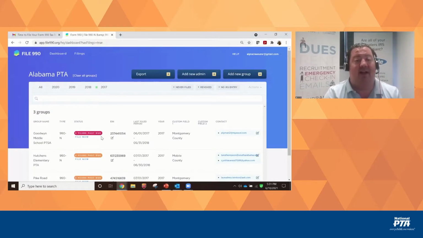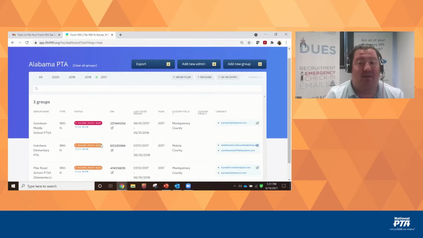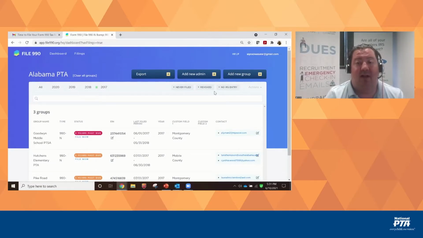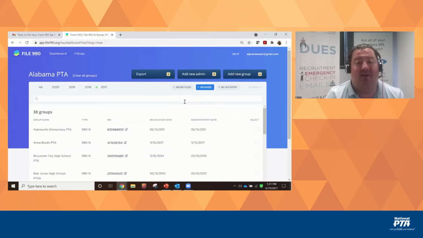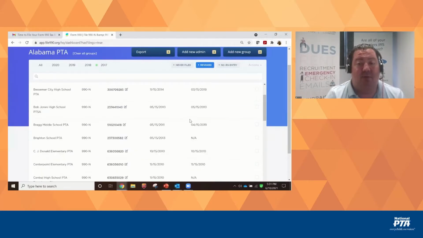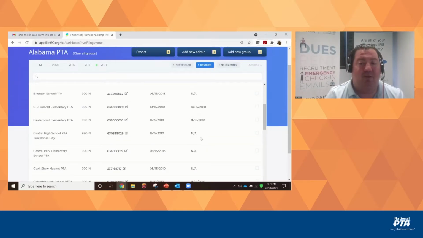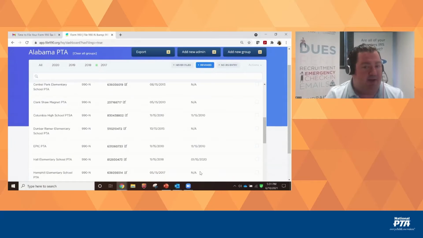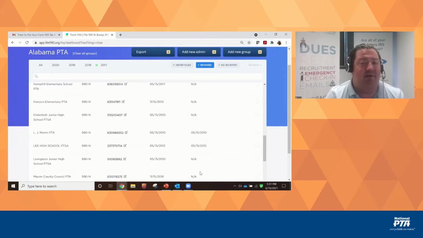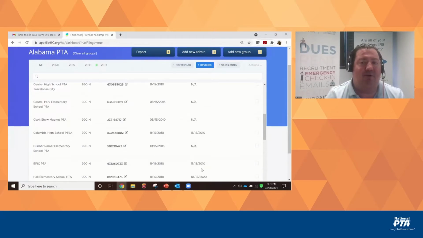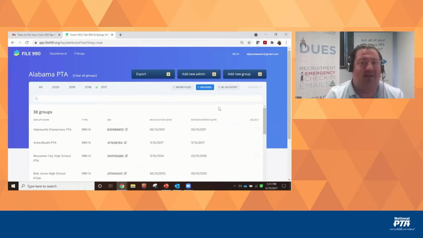So I, as a state officer, can contact those local groups and say, you really need to file because you're at risk of being revoked. I can also click on this tab over here to look at my revocations. But the good thing here is most of these groups that have been revoked have reinstatement dates. So they have done a great job of getting their chapters who have been revoked back to being reinstated.